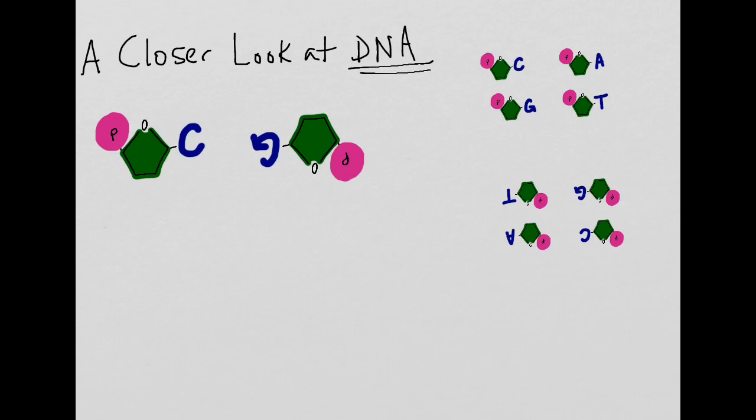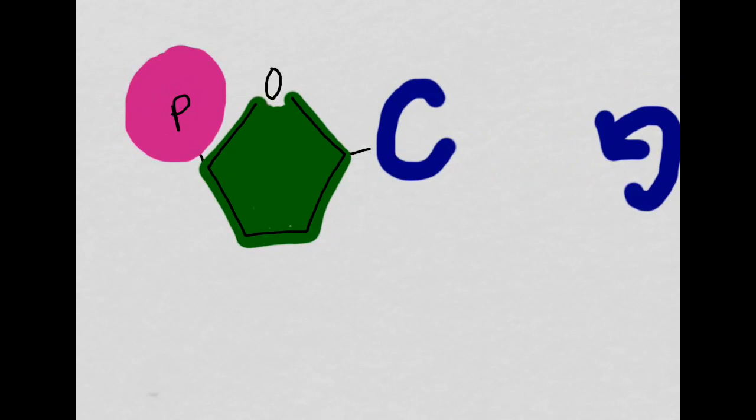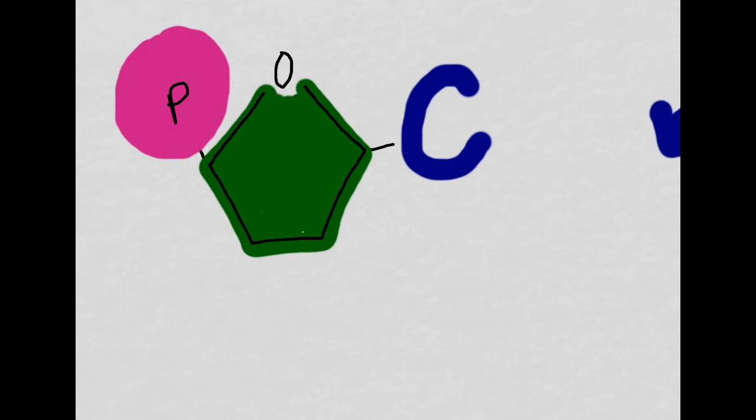Now there are 2 carbons that you absolutely have to know by number in the sugar. Remember, the sugar is my green. I'm going to zoom in on him and label it. So the carbons are numbered, a little bit bigger.